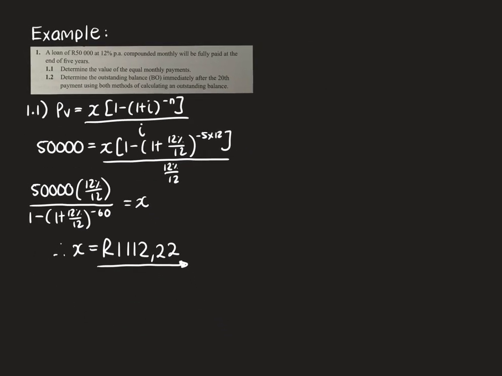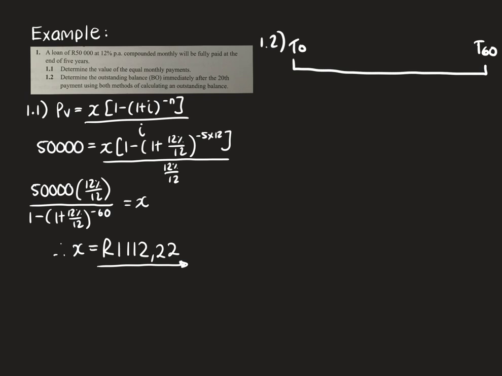I'm just going to zoom out a bit and let's go ahead and start 1.2. So the first thing I'm going to start off by doing is writing my timeline. So we have T0 and my end goal is T60. First thing I'm seeing, my end time is a whole number, which allows me to use my present value annuity method to work out my outstanding balance.